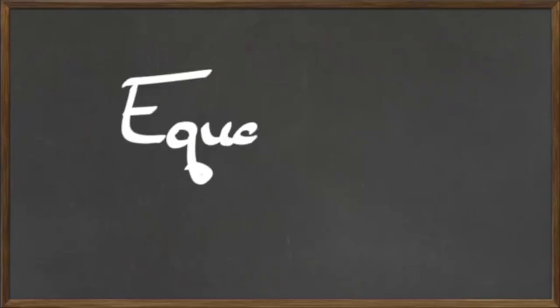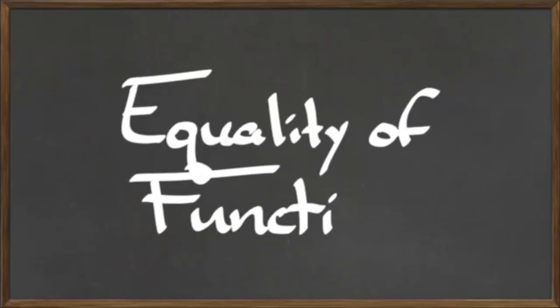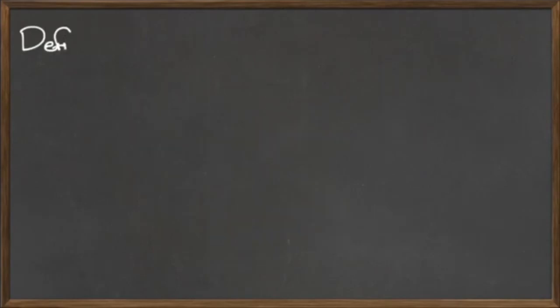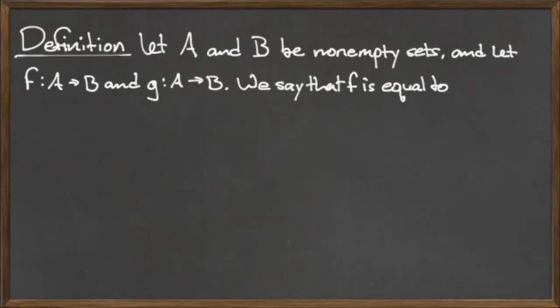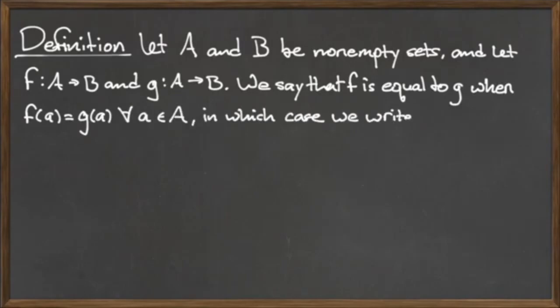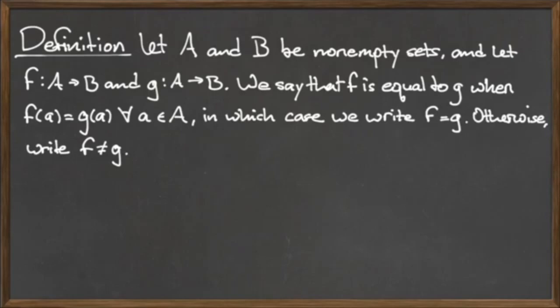In this video, we will discuss the equality of functions. Let A and B be two non-empty sets, and let f and g be two functions with the same domain A and the same codomain B. We say that f is equal to g when f(a) is equal to g(a) for all elements little a in the domain capital A, in which case we write f = g. Otherwise, we write f ≠ g.